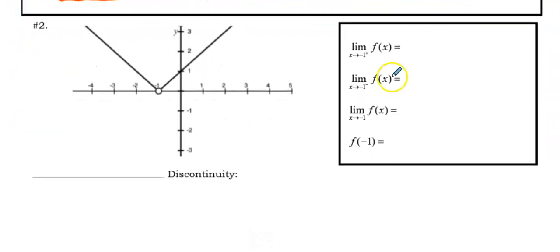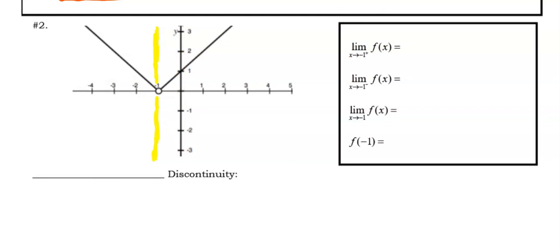In this particular problem right here, ladies and gentlemen, notice that everything is approaching -1, and f of -1. So we're going to go and do our little graph, so we can see it. We're approaching this line, right?